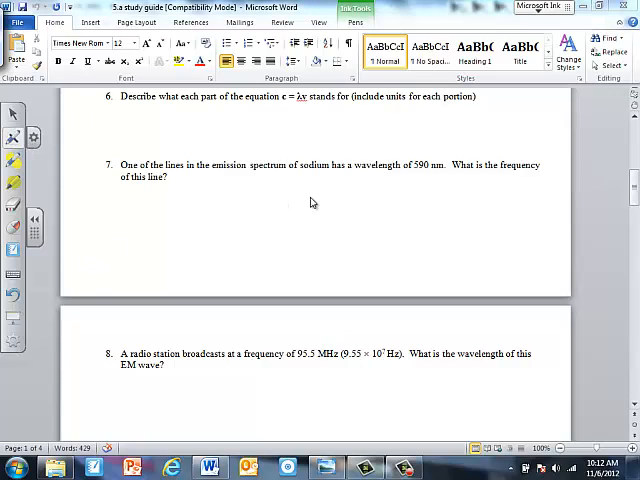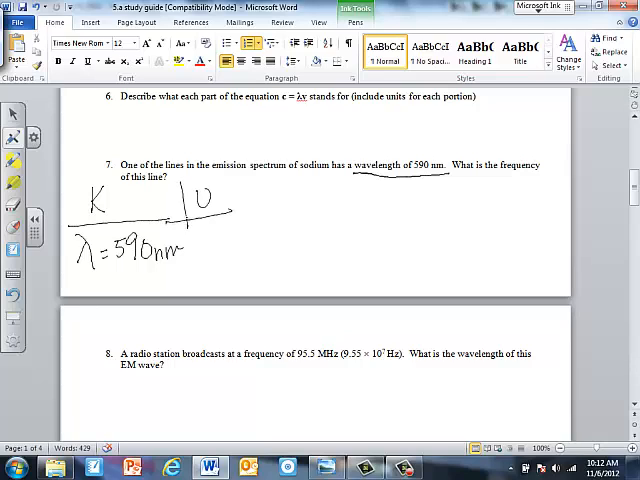All right, if you look at number 7, we had a wavelength of 590 nanometers. Okay, so what they tell us, the known, is that our wavelength is equal to 590 nanometers. The unknown here is the frequency. Okay, now again, hopefully this is just double checking. The equation that we're going to use is the speed of light is equal to the wavelength times the frequency.